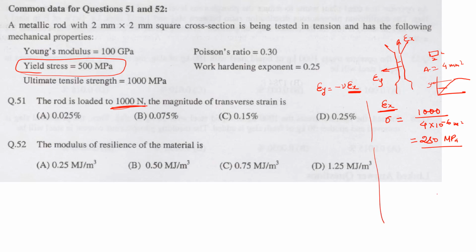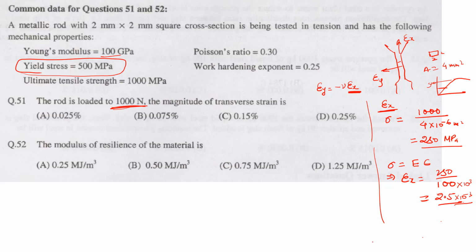So at 250, the formula is sigma is equal to capital E, the elastic modulus, into epsilon. The Young's modulus is given as 100. So we can find epsilon x is equal to 250 divided by 100. I think it will be 2.5, and this will be in GPa, so 10 power 3. So 2.5 into 10 power minus 3. Okay, so this is the strain in the x direction.